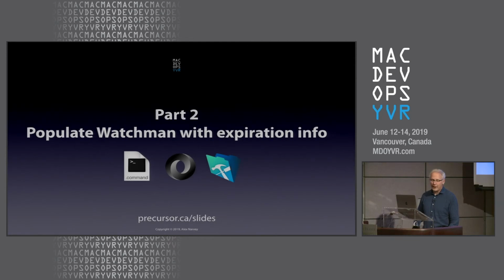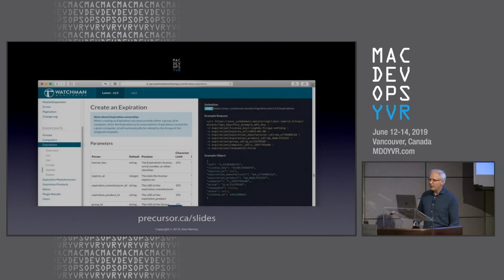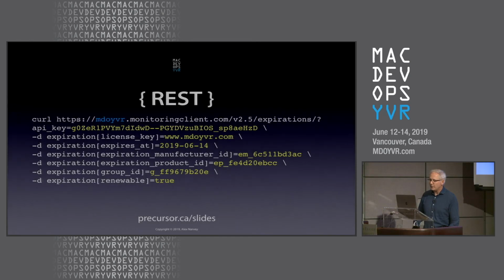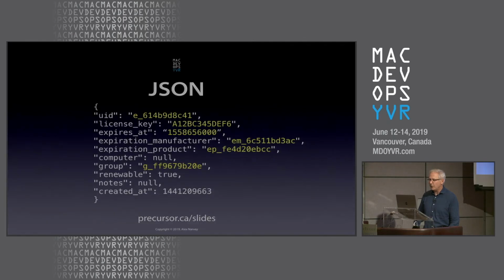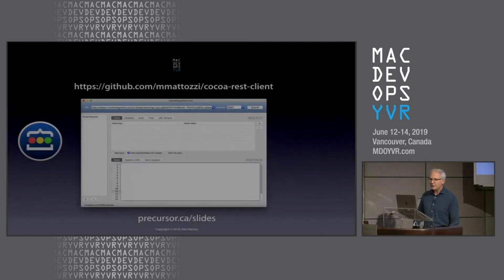But how can we do that? Watchman monitoring has a REST API to interact with, and it has excellent documentation with plenty of detailed examples. According to Watchman, we have to make a post that looks something like this. And if our post is successful, it will populate our Watchman dashboard with the info and return the following JSON to us.